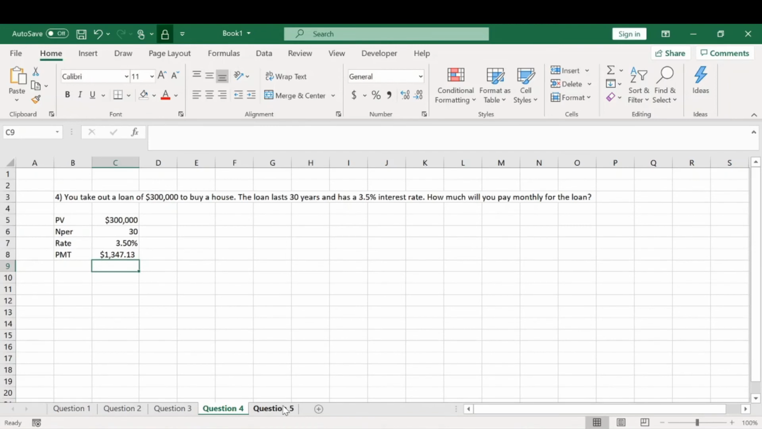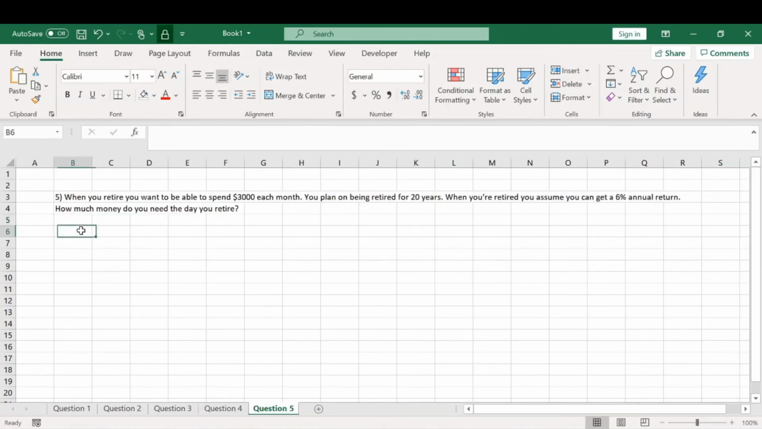All right, question number five. Last one here. Thanks for bearing with me. Hopefully you're learning something. So when you retire, you want to be able to spend $3,000 each month. It's kind of a small retirement. I want to go a little bit bigger when I retire, but you plan on being retired for 20 years. So $3,000 a month for 20 years.